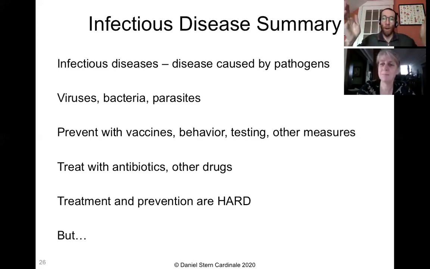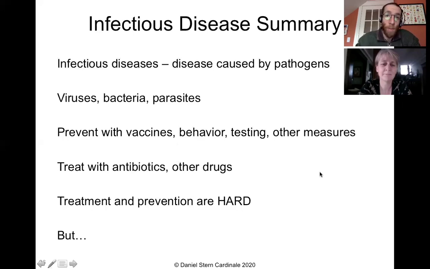So to wrap up our look at infectious disease, we talked about infectious diseases that are caused by pathogens. In this topic, we looked at viruses, bacteria, and parasites. So we looked at the bacteria that cause Lyme disease and the parasites that cause malaria, plus the viruses that are responsible for the current coronavirus pandemic. We talked about how we can treat and prevent this kind of thing with vaccines, with changes to behavior, with extensive testing for pathogens, and also treatment with antibiotics and other drugs.